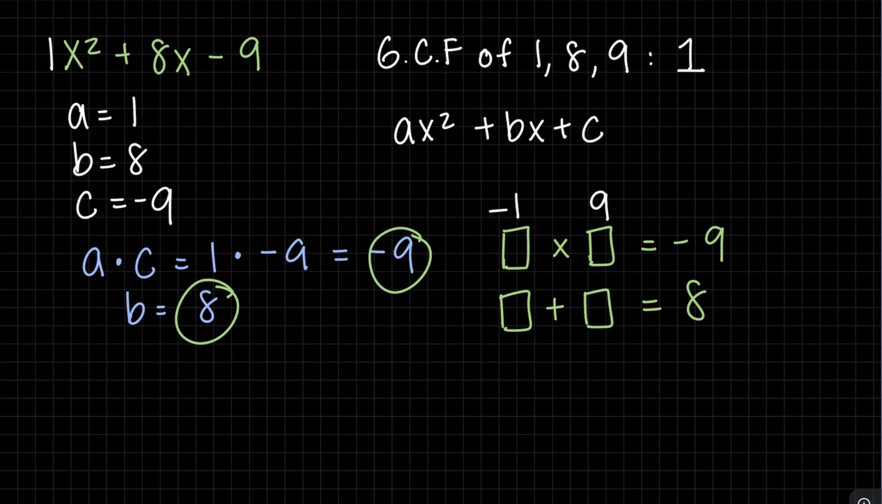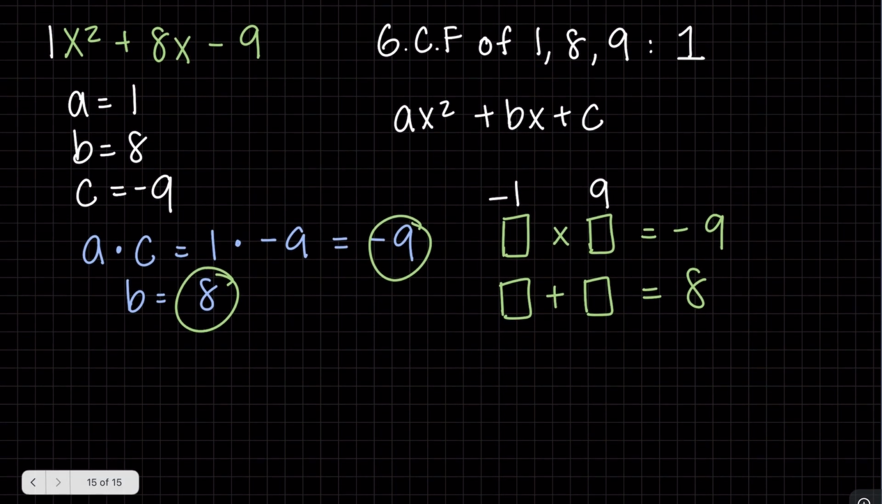So now all I have to do is just write my equation. So now that I know that I have negative 1 and 9, my factored form would be x minus 1 and x plus 9.